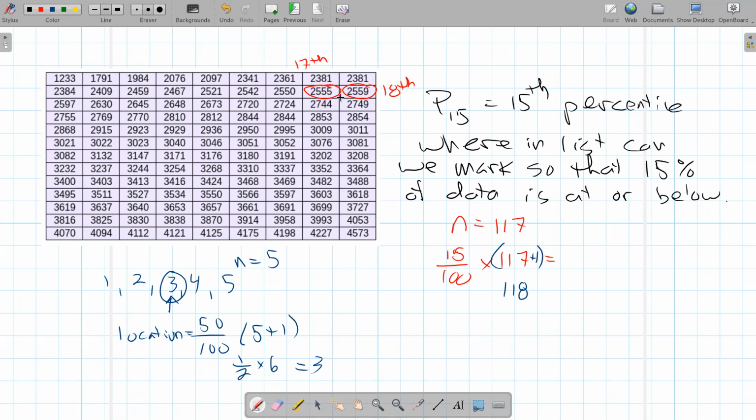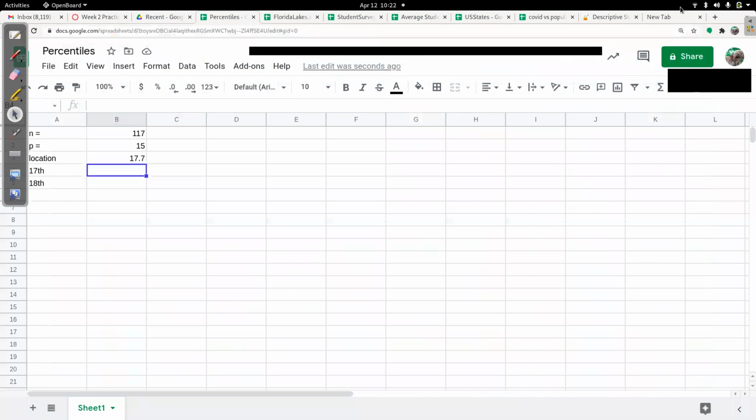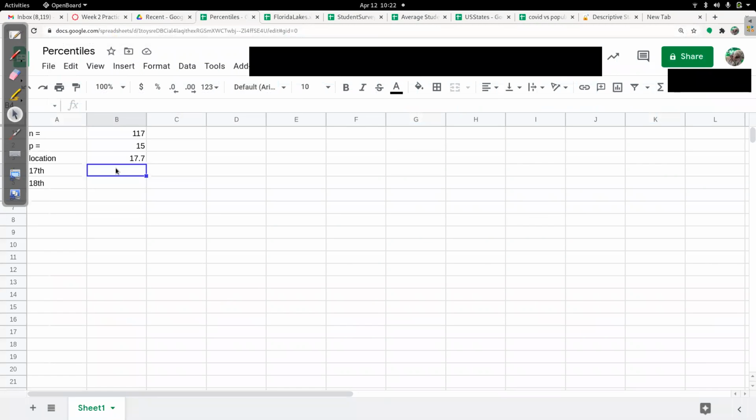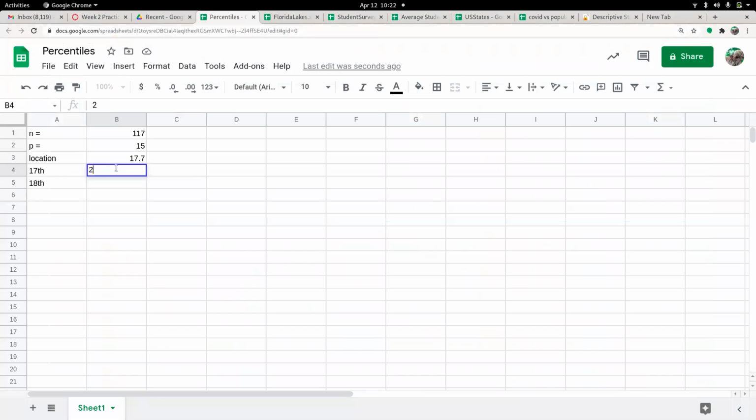So the 15th percentile is right in between here. So 15% of the data is at or below that point. And so to find the 15th percentile, P15, I would just average those two numbers, 2,555 and 2,559, divide by 2, and see what we get.